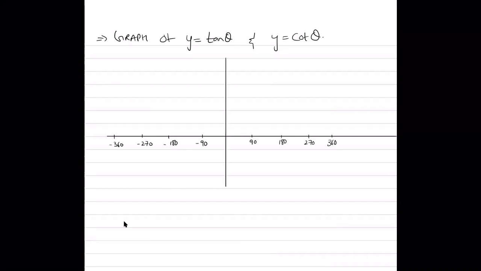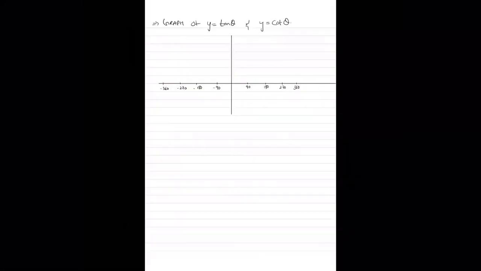Then the last basic sketch is the graph of y equals tan theta and y equals cot theta. It's reciprocal.